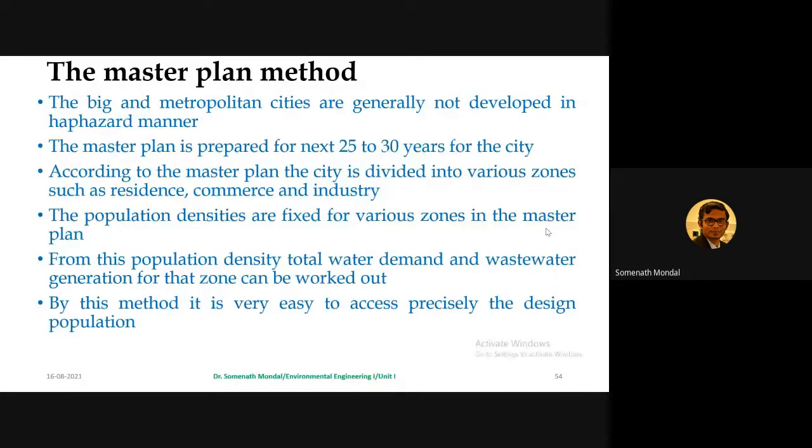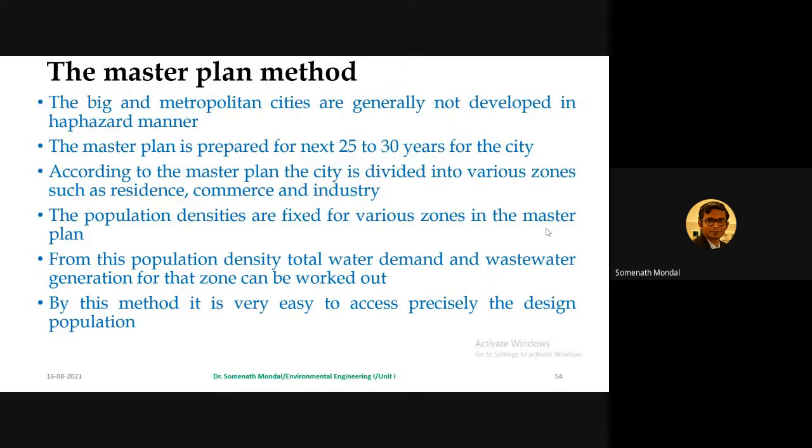So what is done in this case, big and metropolitan cities are generally not allowed to develop in haphazard and natural ways, but are allowed to develop only in the planned ways. Fine. So what happens is, the expansion of such cities is regulated by various bylaws, or corporations or other municipal authorities or any other local bodies.